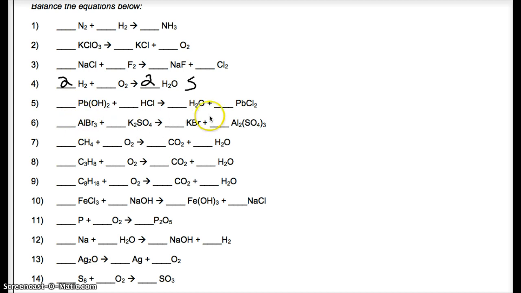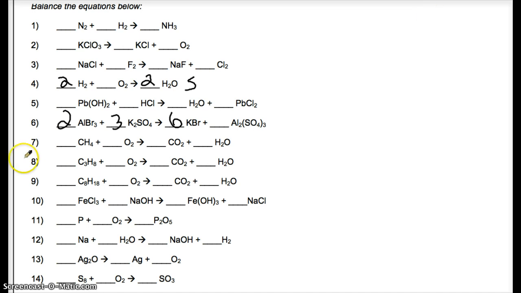So I have 1 aluminum, 2 aluminum. So I'm going to come over here and put a 2. Now that gives me 6 bromine. 2 times 3 is 6 bromine. Come over here, I have 1 bromine, so I'm going to put a 6 in front of it. Now that messed up the K's, so 6 K's, 2 K's, that gives me 3, so there's 6 there. That gives me 3 SO4s, 3 SO4s, so they're balanced.